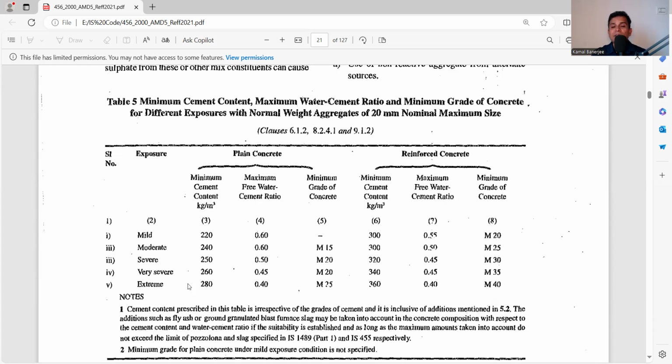But if it is in extreme condition, here you can see the minimum grade is M40. That means the minimum grade is increasing. For mild, M20 is the minimum; for moderate M25, severe M30, very severe M35, and extreme is M40. So in order to protect our concrete, the grade of concrete is increasing, the water cement ratio is decreasing, and the minimum cement content is also increasing. So we need to first verify what my exposure condition is, and accordingly choose the minimum grade of concrete, the maximum water cement ratio, and the minimum cement content. So that is everything about the exposure condition as per IS 456.